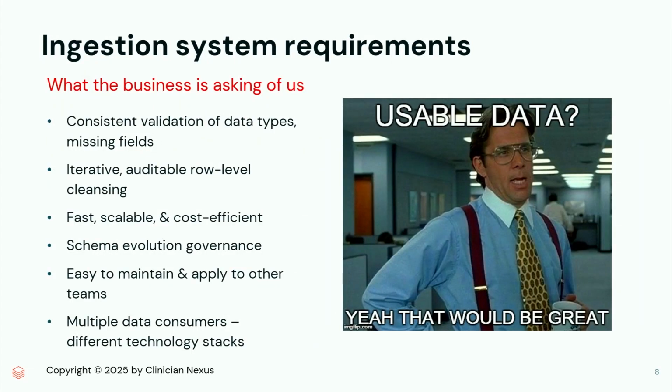So let's recap and talk about what the business is asking of us. Number one, we need consistent validation of data types and missing fields. This is easy bronze to silver layer stuff that most everyone has probably worked on. Next step, we need to be able to clean our rows over time. So it needs to be iterative, and our analysts need to be able to go and see the history of changes. So we call that auditable row-level cleansing.